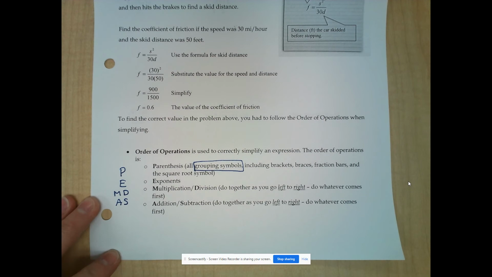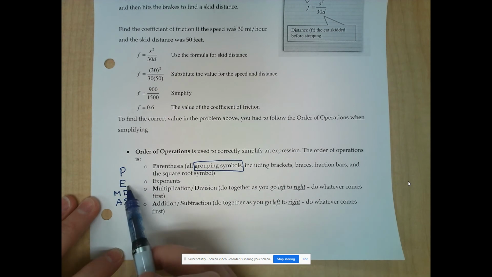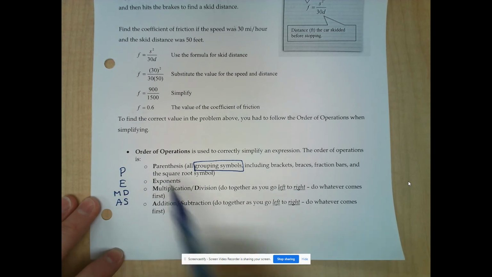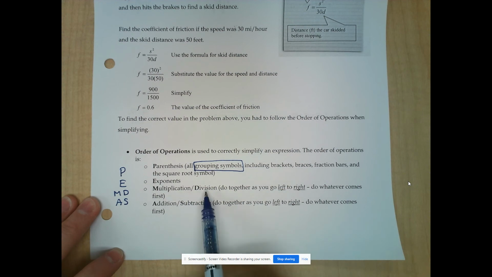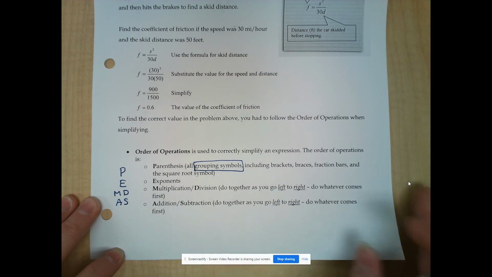Parentheses, just one of the possible grouping symbols. Then exponents. Anything with an exponent comes next. Anything with multiplication or division is in the next layer, but we do them from left to right. So multiplication is not more important than division. Both multiplication and division happen in the same step from left to right. Then last, you've got your addition and subtraction, and those also happen from left to right.